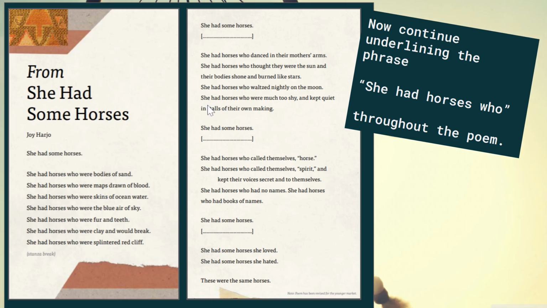So now, you've already done stanza 2. Now we'd like you to take another moment and go through and continue underlining "she had horses who" throughout each stanza. All right, if you need some additional time, feel free to pause. I'm going to go ahead and start doing some checking, but if you do need some more time to keep underlining, go ahead and pause.